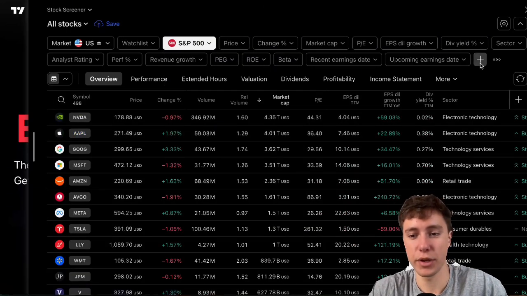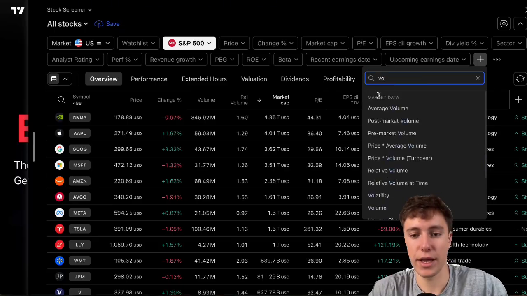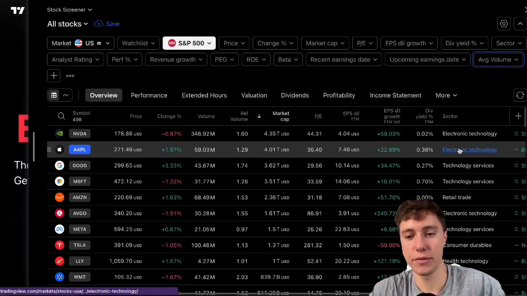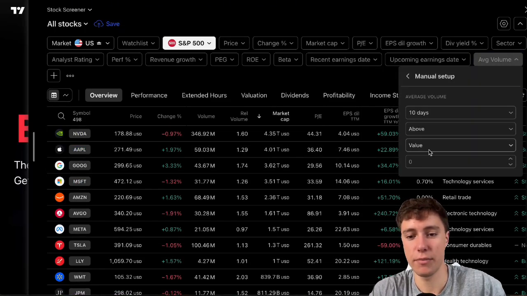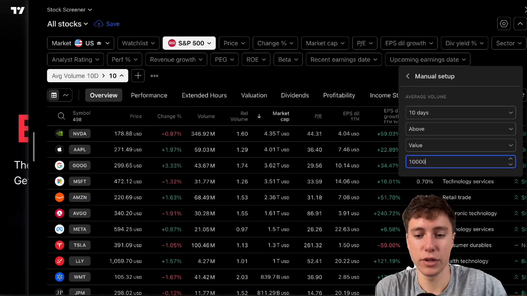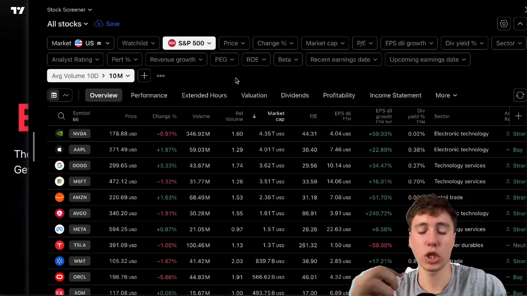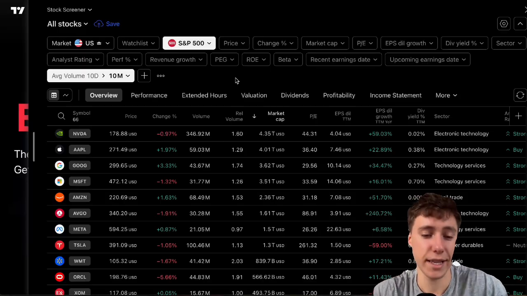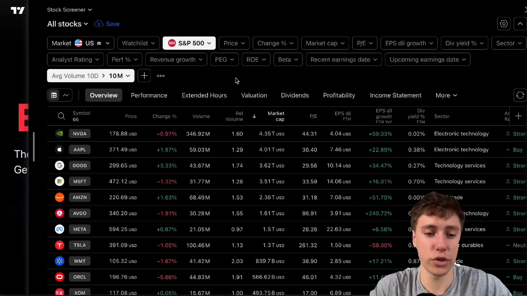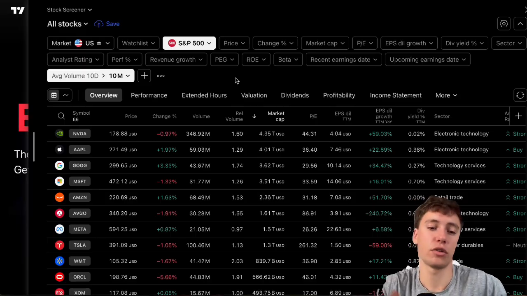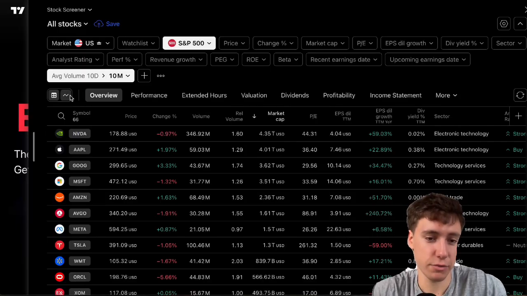You're going to go to the plus button right here, type in VOL, average volume, hit add filter. Then we're going to go back to it, manual setup, and we're going to type in 10, 1, 2, 3, 1, 2, 3. That should be 10 million. Okay, so these are stocks that we can trade a lot of options with. If you're trading stocks that don't have this much volume, you're not going to be able to trade this correctly. But look, 66 stocks that we can trade with.